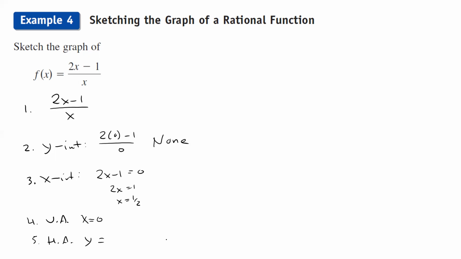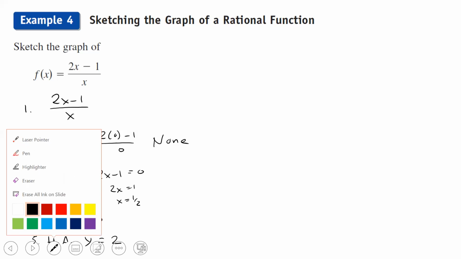The ratio of the coefficients, right? Yep. So it's just 2 and 1, so it'd be y equals 2. Y equals 2, perfect. Okay, guys, based upon that, we know the asymptotes. Let's see if we can graph this guy.